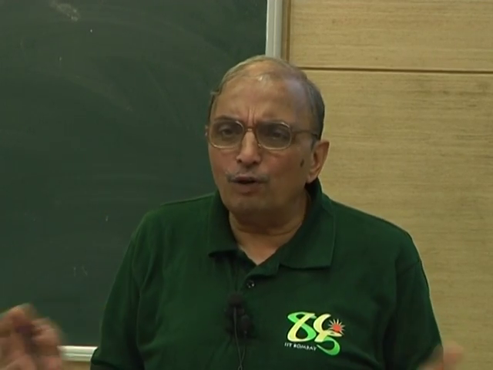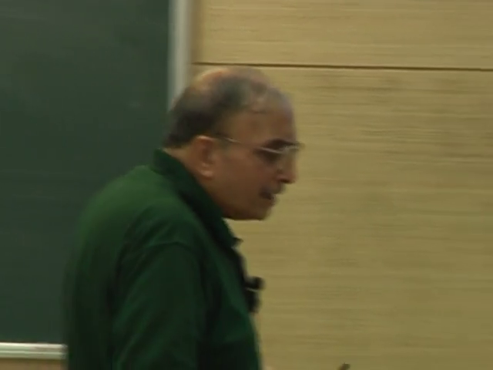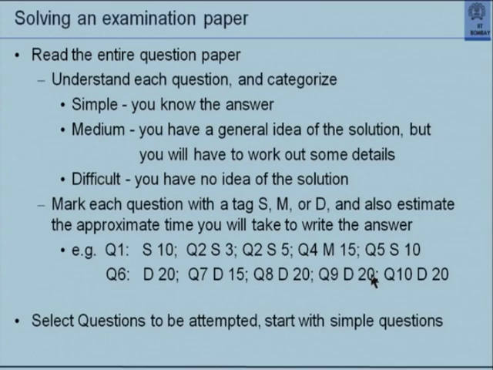Estimate for yourself how long it will take. For example, I have estimated for myself. Now you notice 20 minutes plus 20 minutes plus 20 minutes, ek ghanta ho gaya. 15 minutes plus 25 minutes, ded ghanta ho gaya. 10 minutes plus 15 minutes, 2 ghante khatam ho gaya. Now if I approach backwards, I will never be able to solve a simple problem.